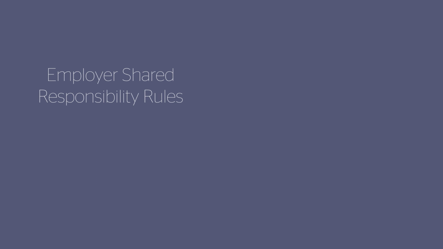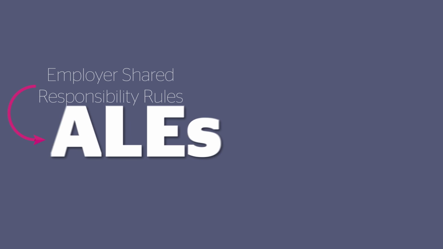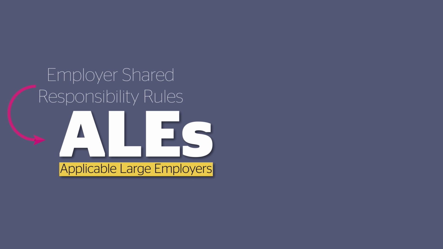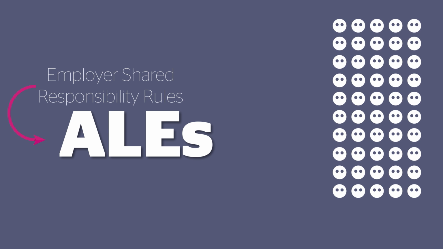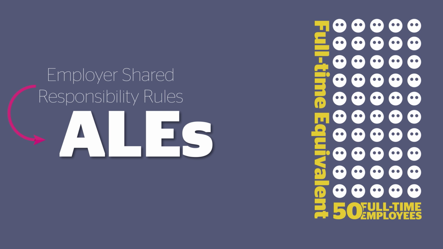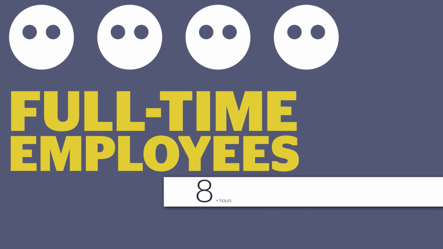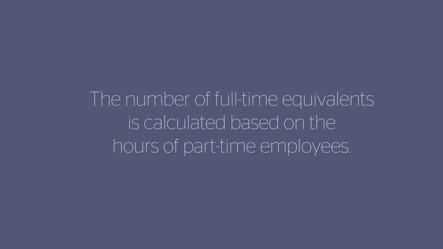The employer shared responsibility rules apply only to applicable large employers, or ALEs. These are employers with an average of 50 or more full time and full time equivalent employees during the prior calendar year. Full time employees are those working an average of 30 or more hours per week, or 130 hours in a calendar month. The number of full time equivalents is calculated based on the hours of part time employees.